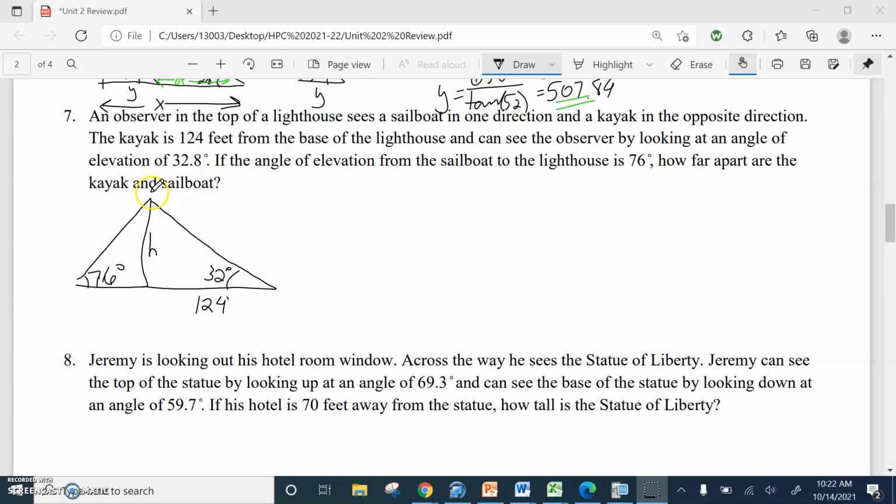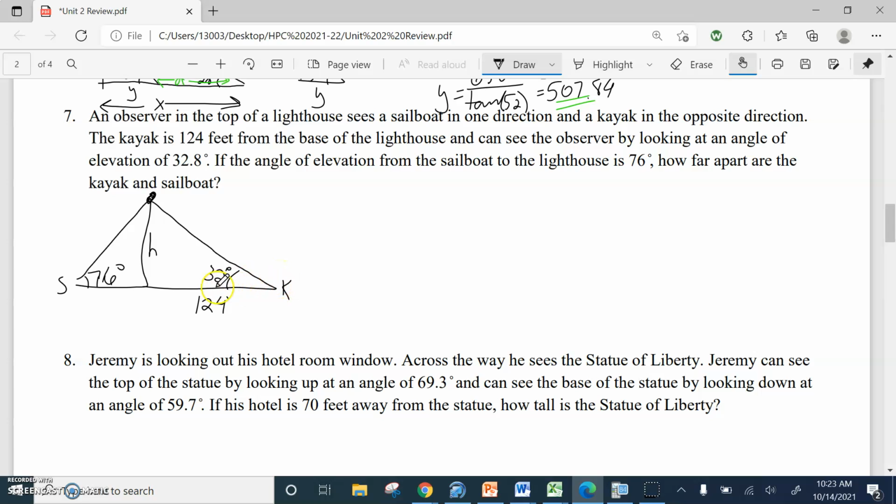What's happening is we have an observer up here on a tower, and they're looking down at a kayak on one side of their observation tower, and what's the other one? Sailboat on the other. So here's a sailboat at 76 degrees and a kayak on the other. The observation of a lighthouse. We know that the kayak is 124 feet from the base. So kayak, 124 feet.